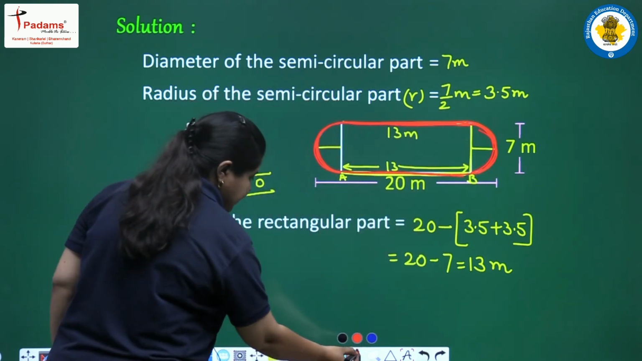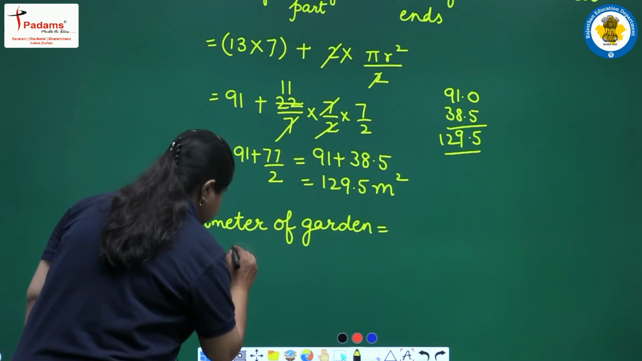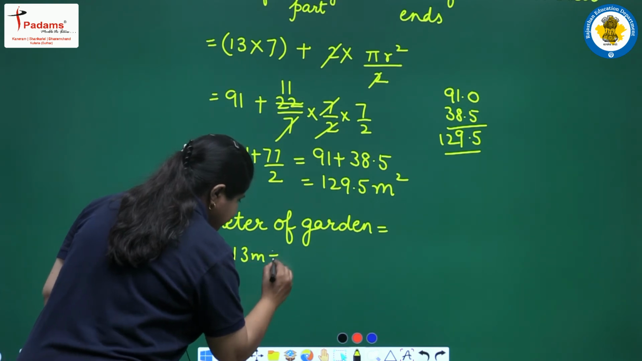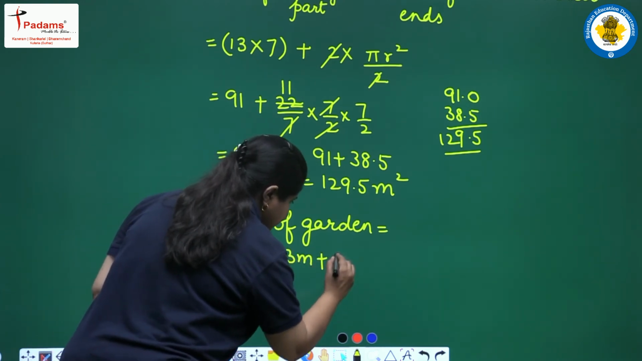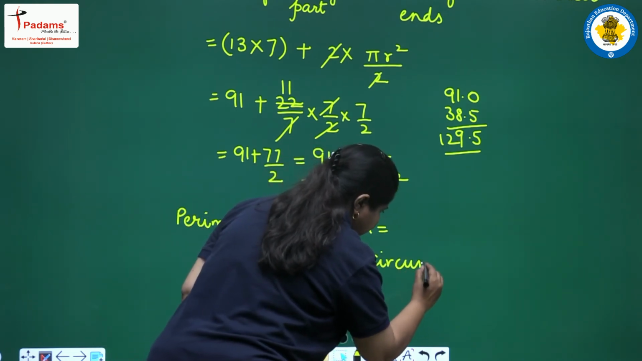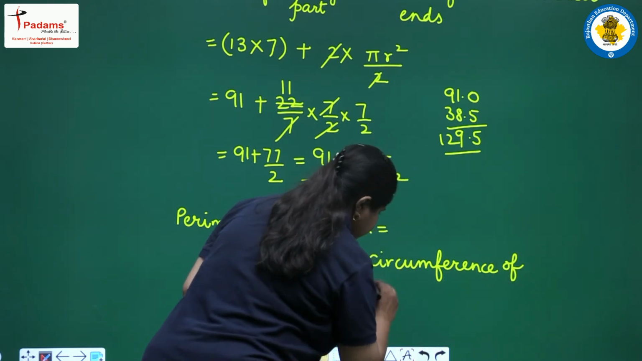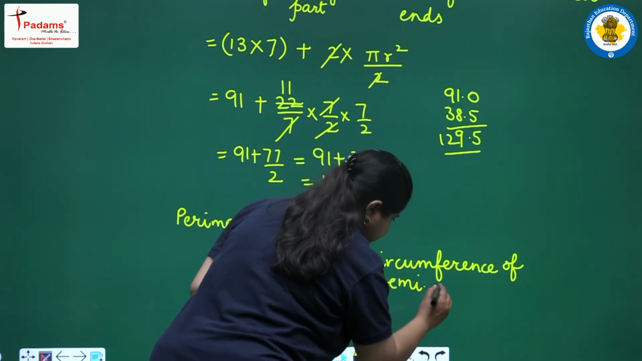तो अब हम यहाँ पर लिख सकते हैं perimeter of garden, this will be equal to 13 meters plus 13 meters plus 2 times circumference of semicircular ends.